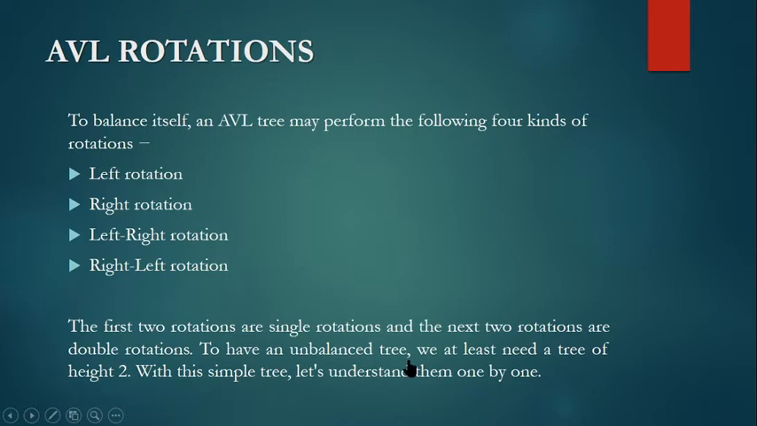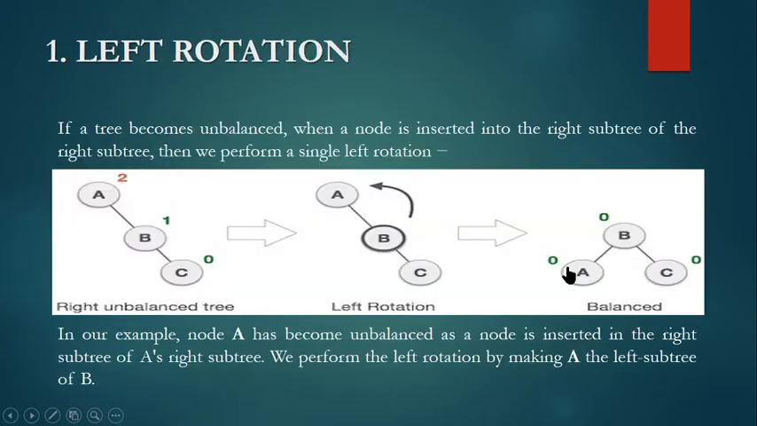To have an unbalanced tree, we at least need a tree of height 2. With this simple tree, let us understand them one by one. First, we learn about left rotation. Look at the picture. When you have nodes accumulated at the right side, and it is an unbalanced tree, then you have to follow the left rotation. That means here this A is the unbalanced one. B is fine, C is fine, but when you calculate, A becomes the unbalanced one. So you have to make a left rotate.